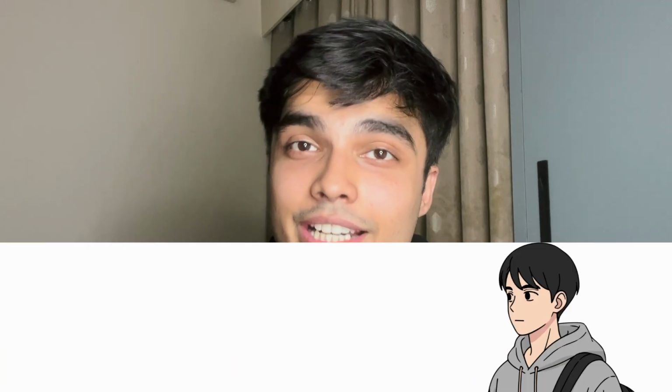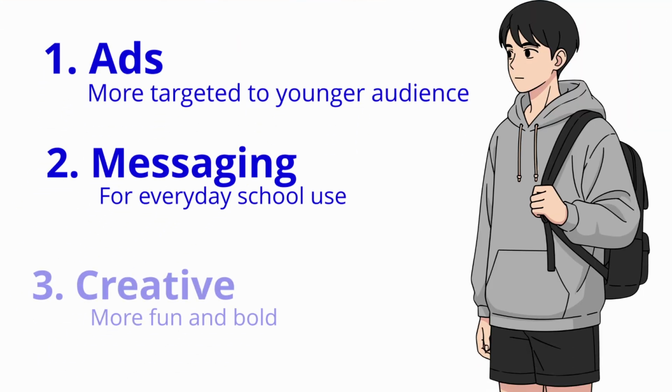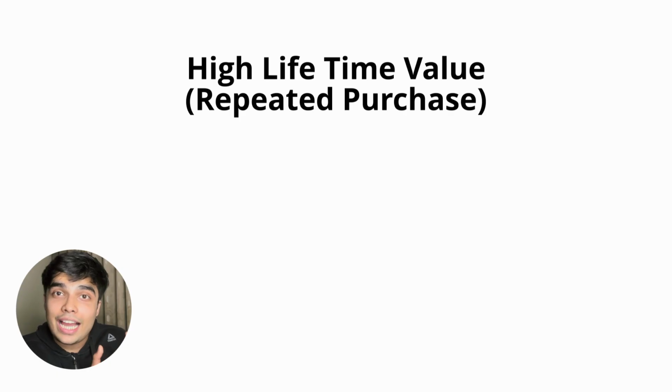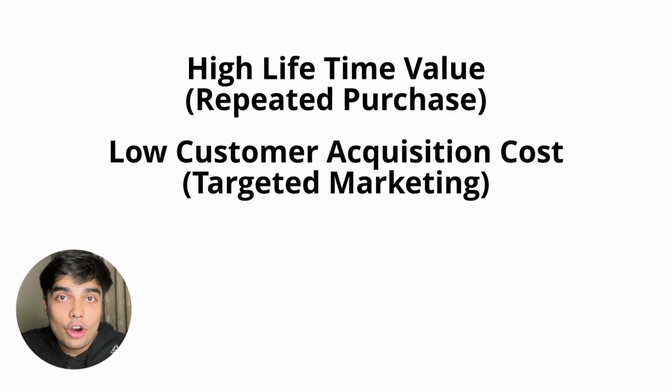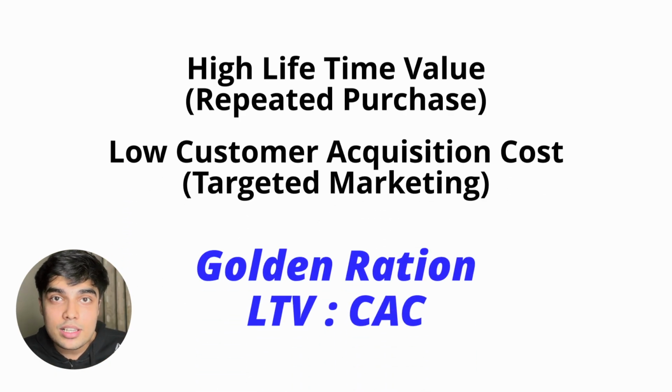Let's say I choose the adolescent age group. My ads, my messaging, my creatives, this leads to a decrease in the customer acquisition cost because now our marketing is very specific, it is very narrow. Now because my lifetime value was already high and I've reduced my customer acquisition cost, the golden ratio of business, the LTV to CAC ratio becomes very, very strong. This is the ratio that you have to look at to really understand whether your business is scalable or not.